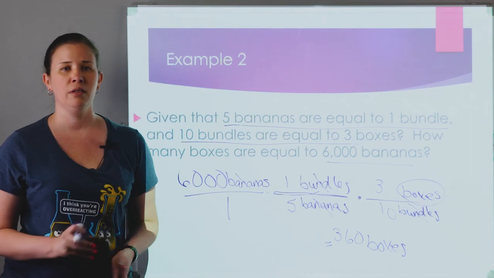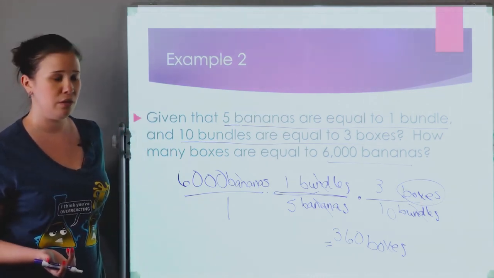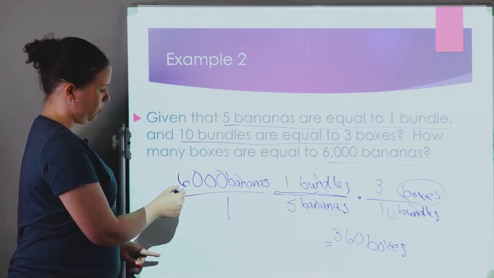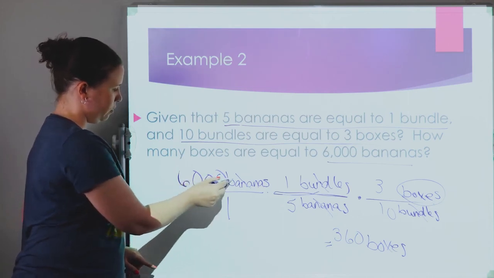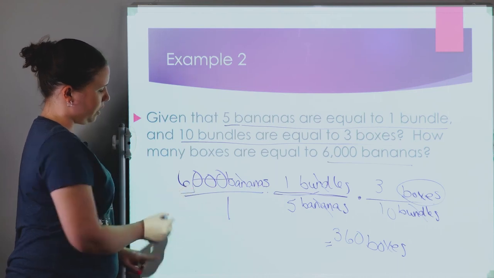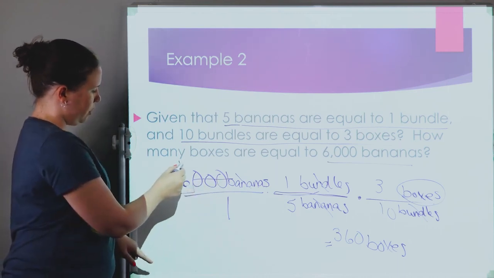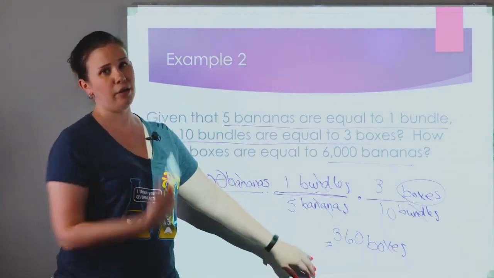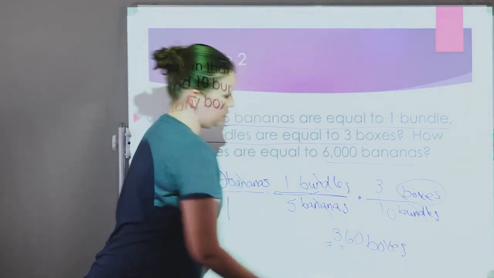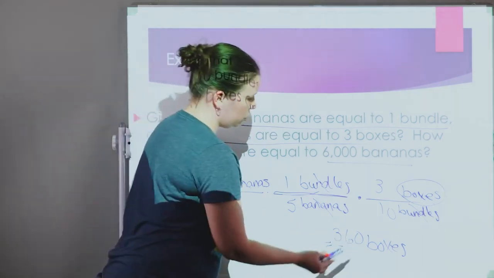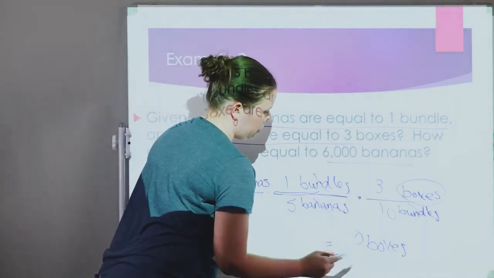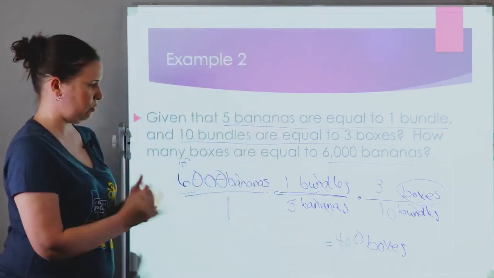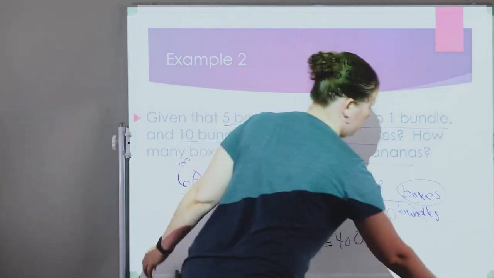360 boxes. Now, is this the correct significant figures? Not this time. My given information only had one significant figure. No decimal, decimal absent. I have one sig fig. So then the question is, what's 360 rounded to having only one significant figure? Well, the 6 will round up the 3. And so this should be 400 boxes, rounded to one significant figure.